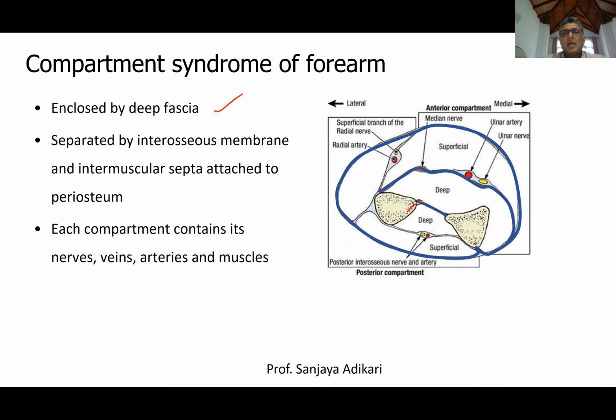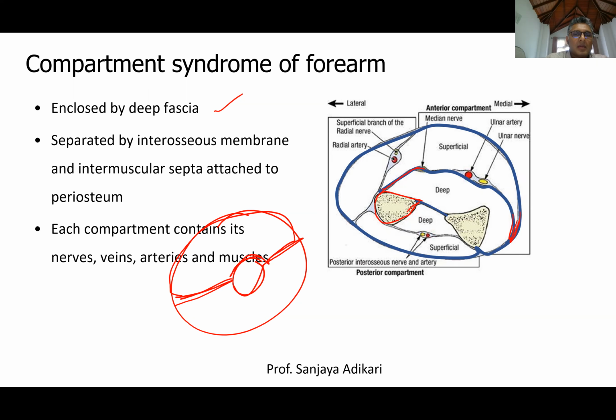So they blend with the periosteum of the bone here, and the intermuscular septum again blends with the deep fascia here. So you have the bone here, you have the deep fascia here, and intermuscular septa connecting the periosteum of the bone to the deep fascia. So it's a very tight compartment system. Inside that you get muscles, nerves, arteries, and deep veins, all that. So when the pressure increases in the compartment, you can initially obstruct the veins first, then the arteries, and then the nerves if it continues.